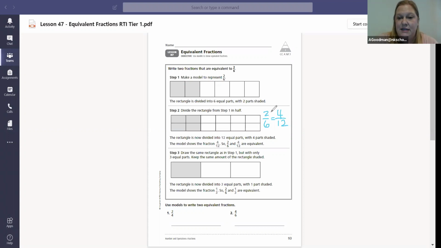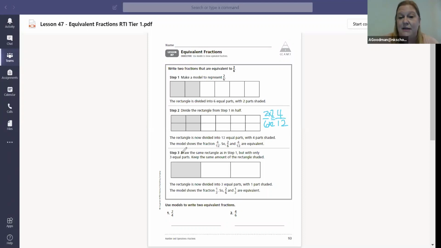And essentially, what we're doing is multiplying the numerator and the denominator by the same number. Because remember, when you're making an equivalent fraction, you just have to multiply the top and the bottom, the numerator and the denominator, by the same number. In this case, what are we multiplying it by? 2 times what makes 4? We split each piece into 2 equal pieces. And when we multiply the top, we have to multiply the bottom by the same number. So 2 times 2 is 4, 6 times 2 is 12. Our equivalent fraction is 4/12.